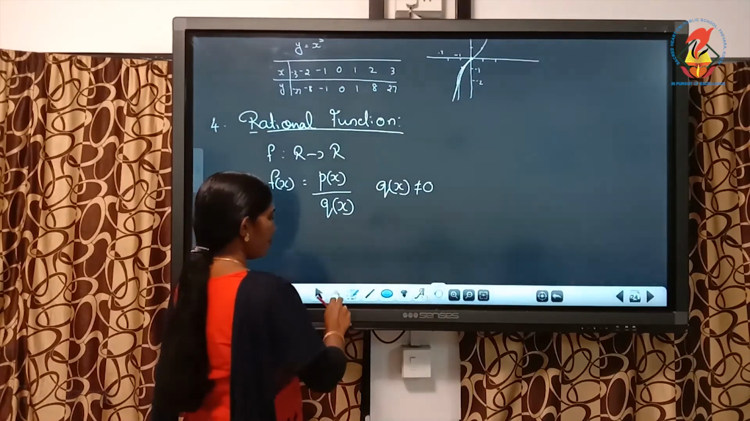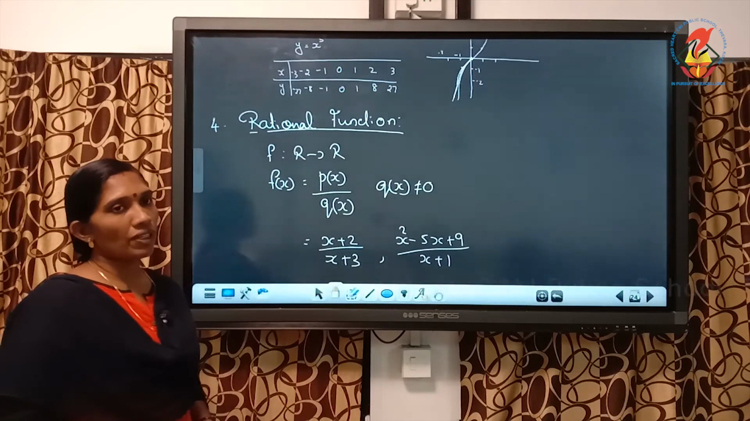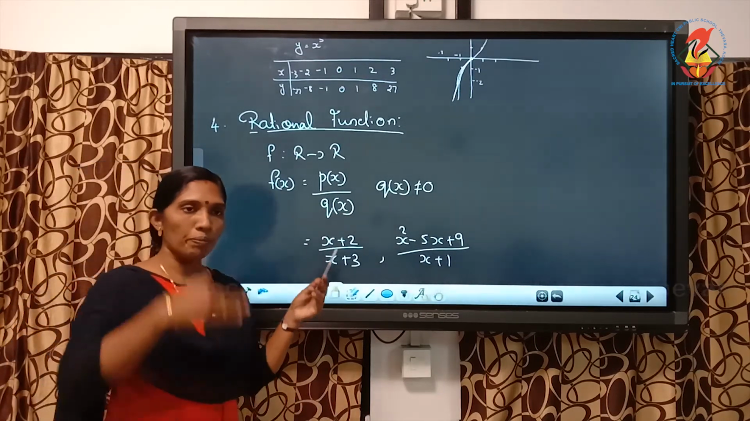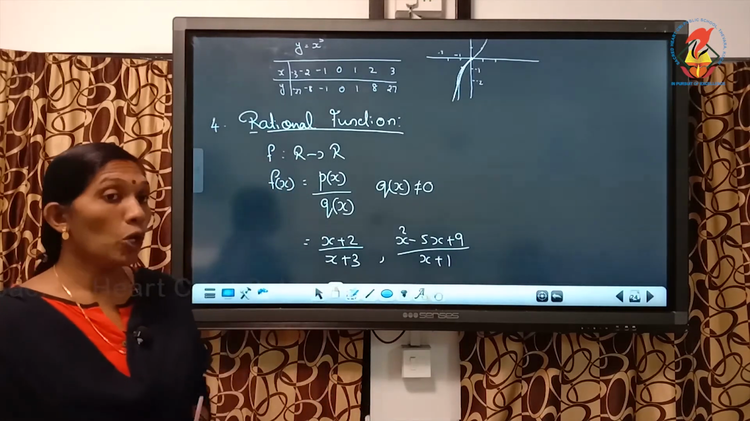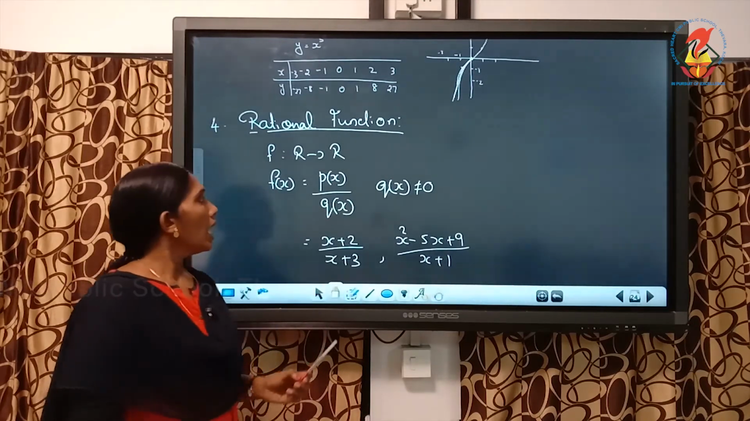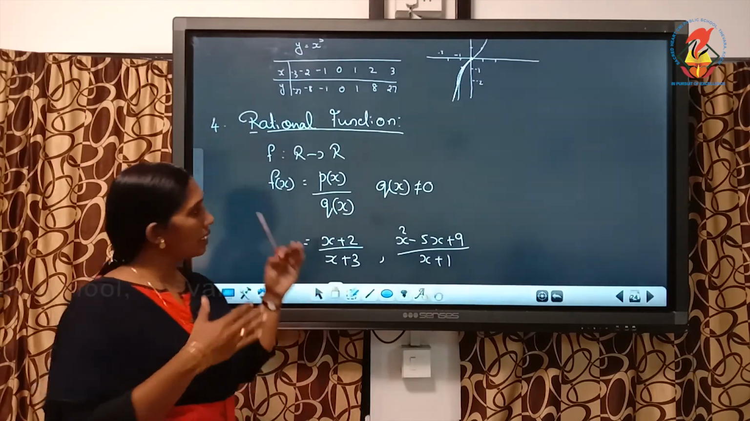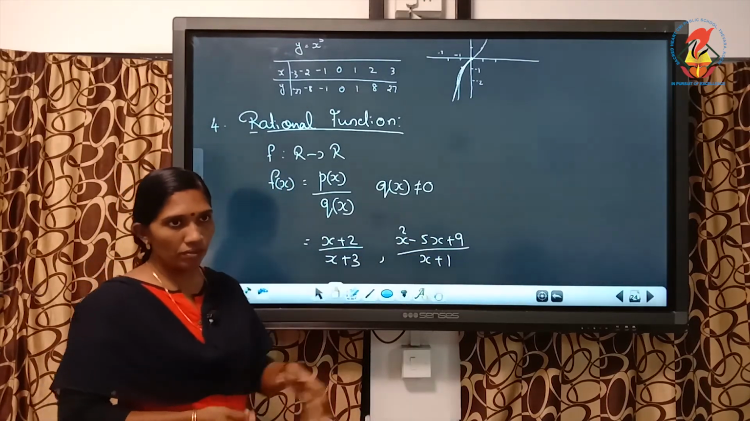For example, x plus 2 by x plus 3, or x squared minus 5x plus 9 by x plus 1. These are all rational functions. So a rational function means a function of the form p of x by q of x, where p of x and q of x are polynomial functions and q of x, the denominator, cannot be 0. And for this one, the graph also depends on the nature of the polynomial. It's very difficult to draw the graph of this one.